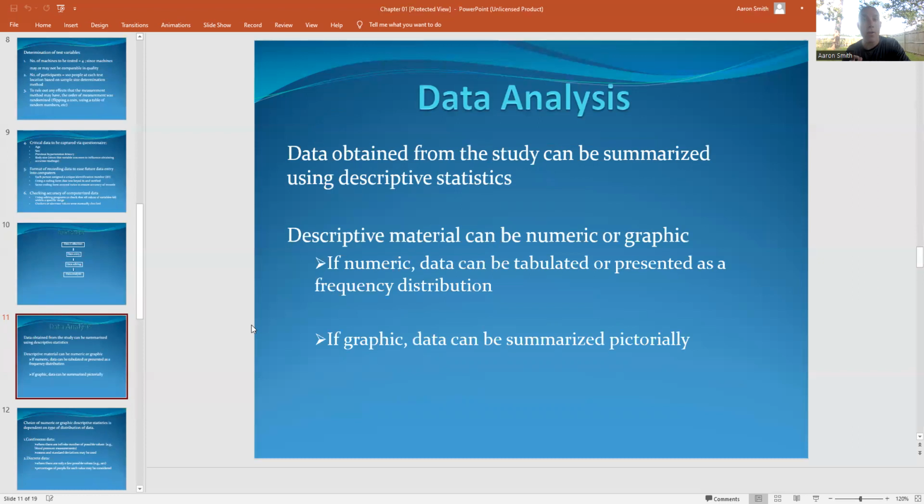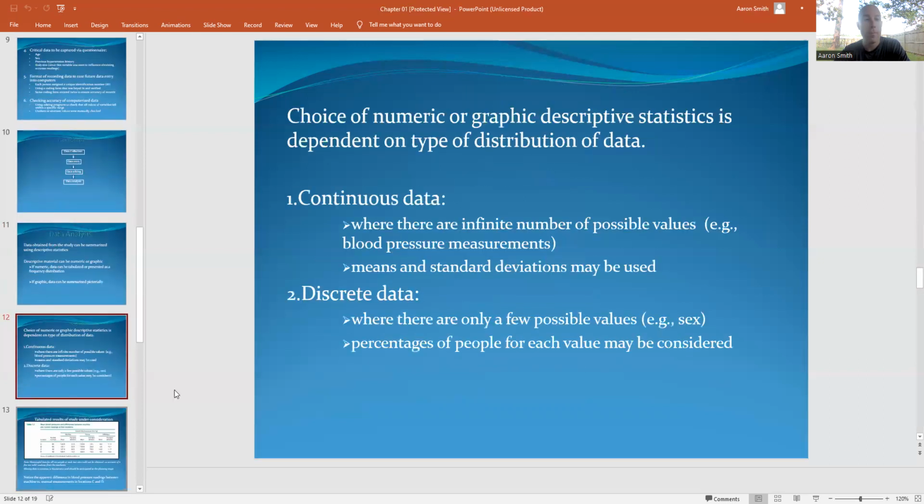Now, for the data analysis phase, the data obtained from the study can be summarized using descriptive statistics, which we'll talk about. Descriptive material can be numeric or graphic. If numeric, the data can be tabulated or presented as a frequency distribution. If graphic, data can be summarized pictorially. The choice of numeric or graphic representation is dependent on the type of distribution of the data.